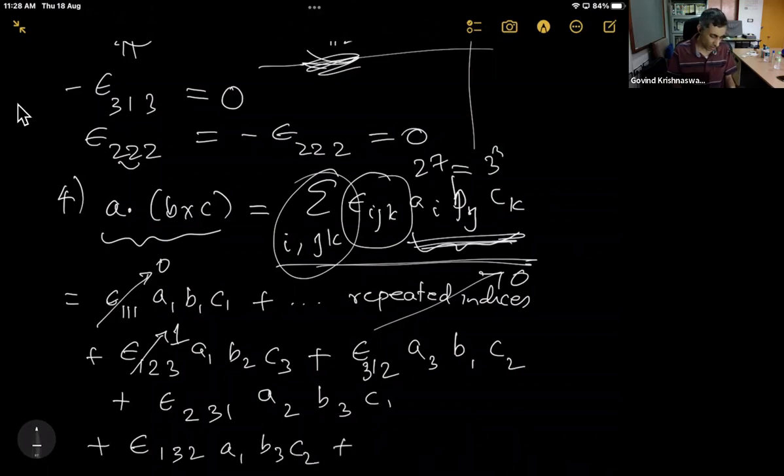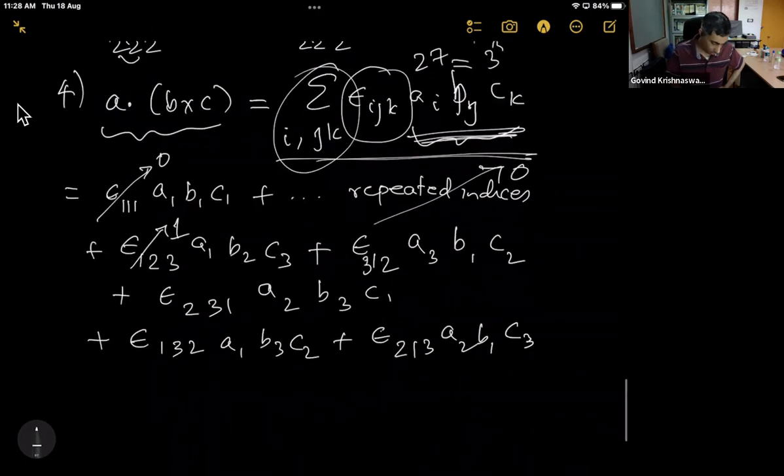See, I have not written it in a very careful order. I'm just writing them out. And then epsilon 2, 1, 3, A2, B1, C3. And the last term is epsilon 3, 2, 1, A3, B2, C1.